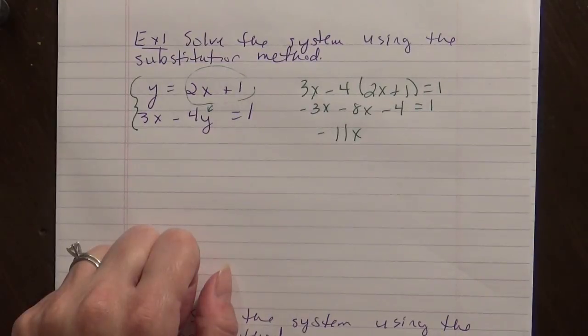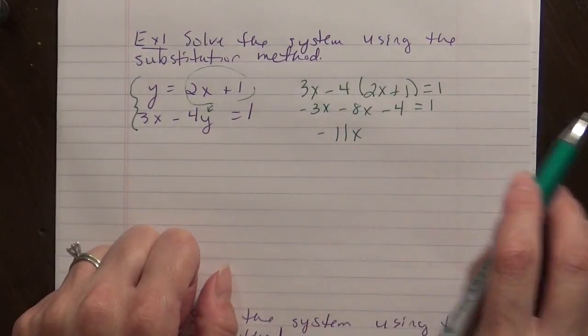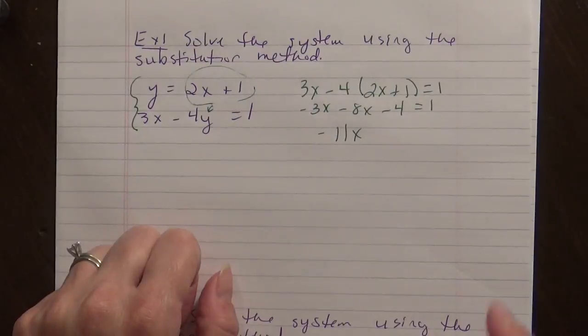Oh, I'm sorry. I think I messed up. That should be positive 3x, excuse me. I don't think I've got any white out though. Sorry about that.